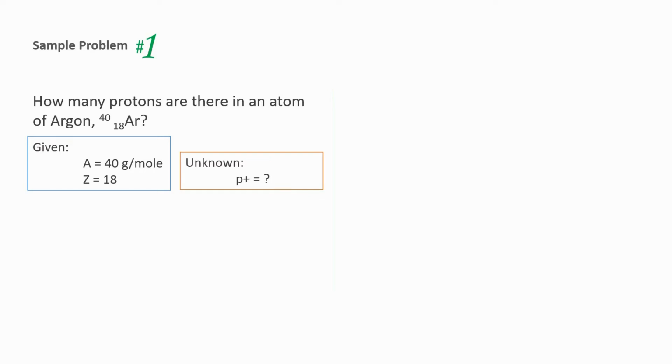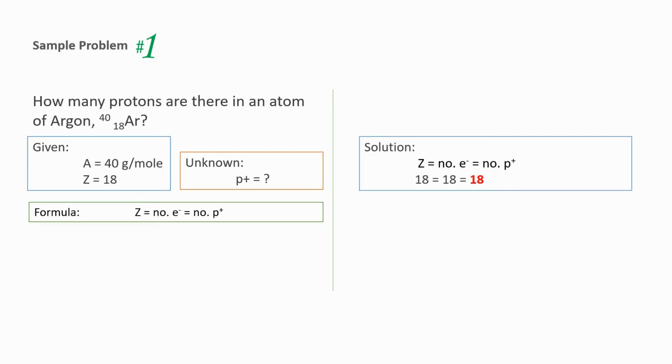Yung unknown natin is yung number of protons, and we can use the following formula. The formula states that the atomic number must be equal to the number of electrons, and it must also be equal to the number of protons, since an atom is supposed to be electrically neutral. So the following solution will hold true because atomic number is 18, the number of electrons must also be 18, and the number of protons is going to be 18.